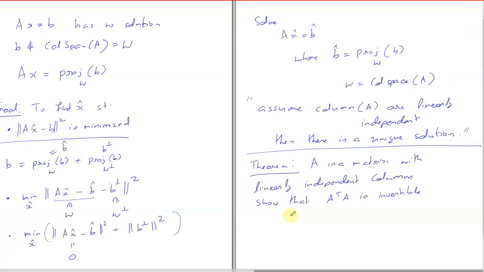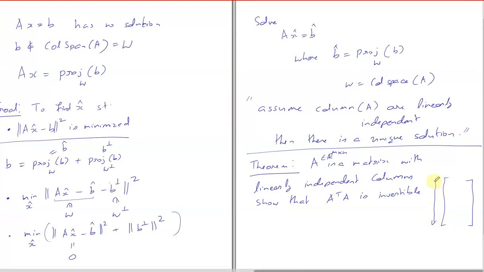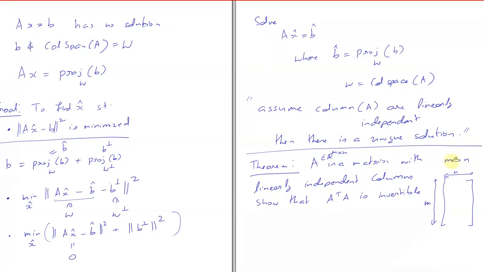A is a matrix whose columns are linearly independent. A might not be a square matrix. A is some m by n matrix, and the columns are linearly independent. That's all you are told. So it might be a long matrix like this, where m is very large and n is very small. So m is larger than n.